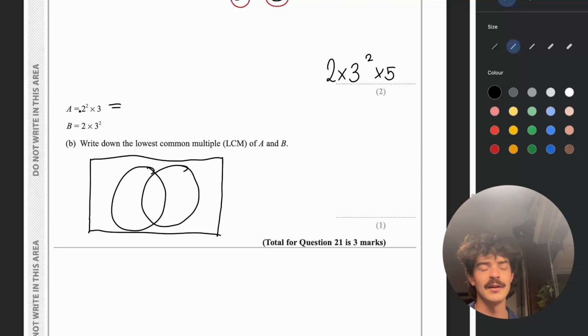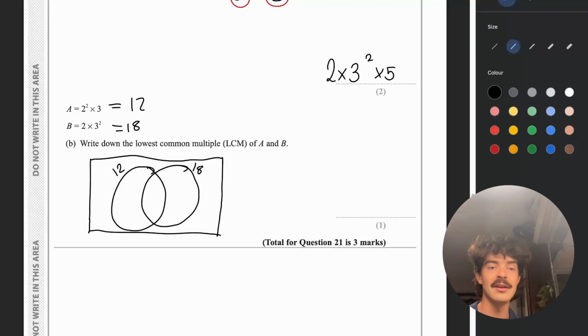We can figure out what these are. 2 squared is 4. 4 times 3 is 12. 3 squared is 9. Times by 2 is 18. Cool. So I'm doing that more for just peace of mind. We've got the 12 circle over here and the 18 circle over here. Remember that the values that are shared are going to go in the middle.